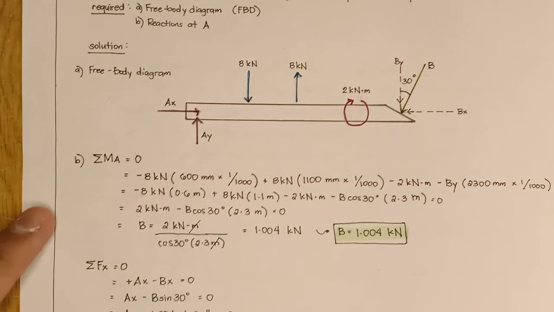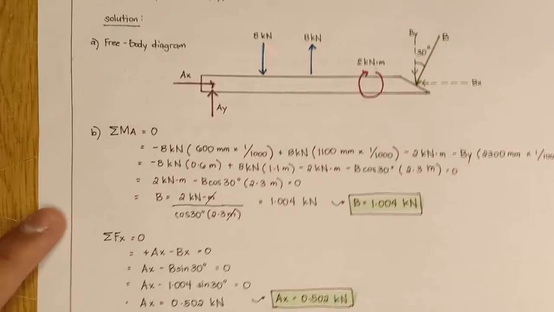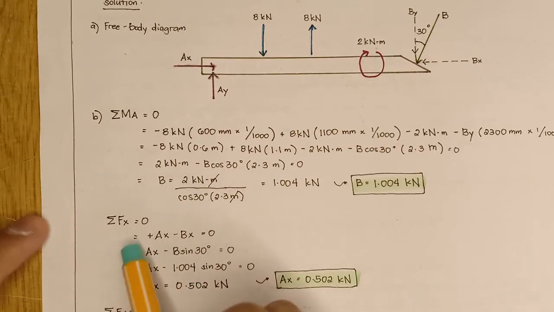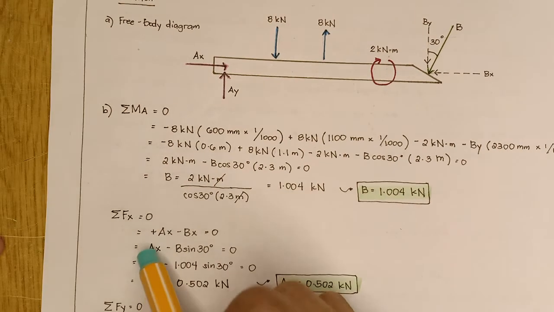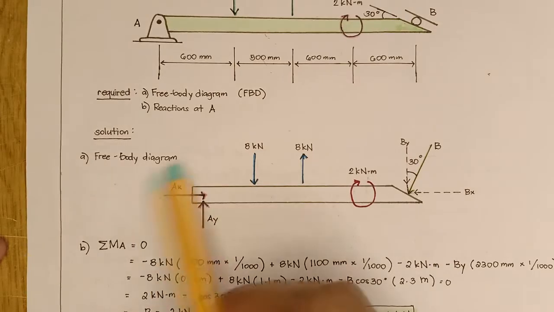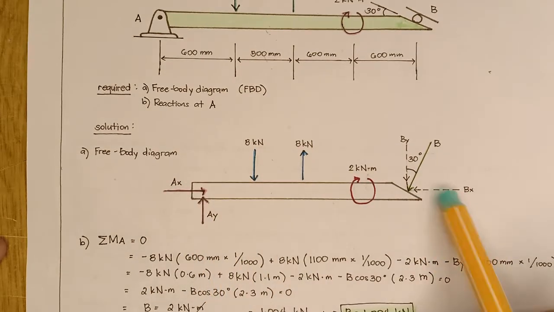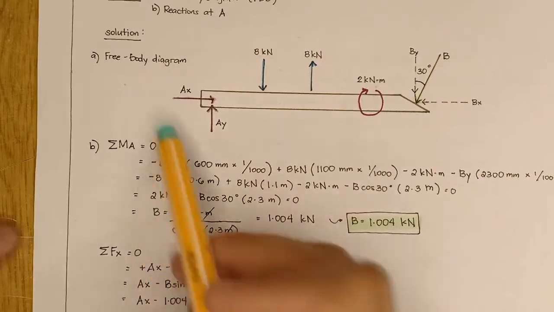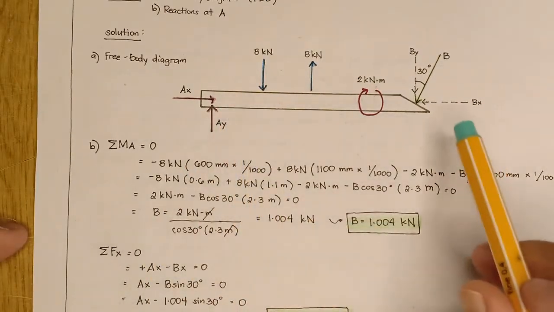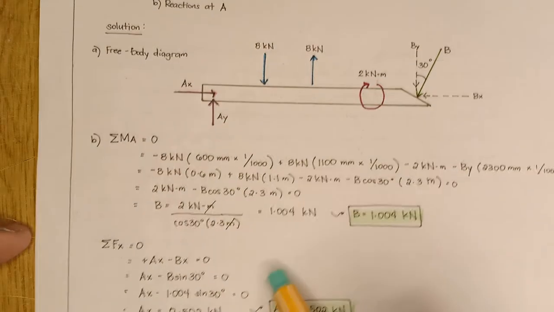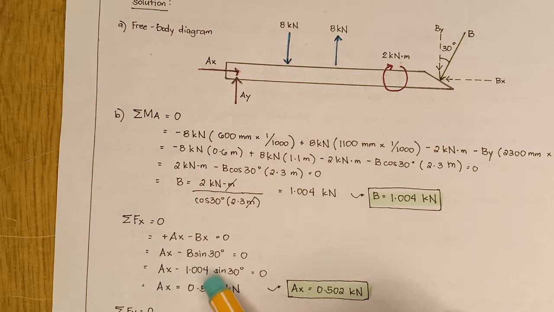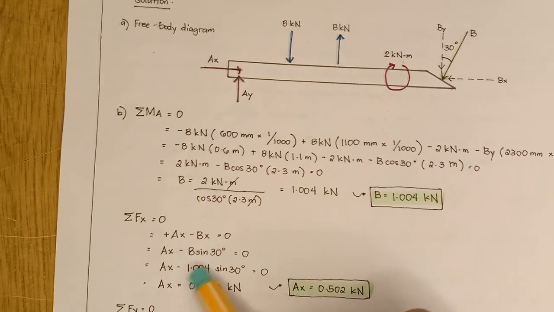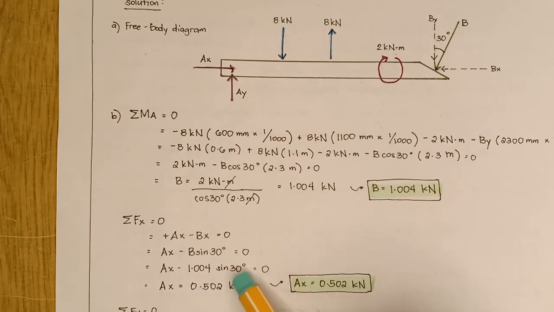Next, we are going to get the summation of forces acting horizontally, in the x-axis. Once again, this would equal 0. In here we have AX and BX only. We have positive AX because it is going to the right side, and negative BX because it is going to the left side. So it equals 0. So AX minus B sine of 30 degrees equals 0. So AX minus 1.004, this was gotten from here, sine of 30 degrees equals 0.